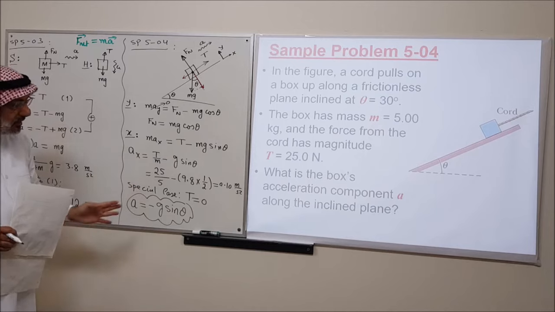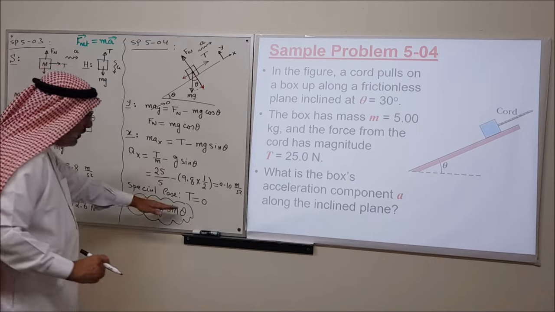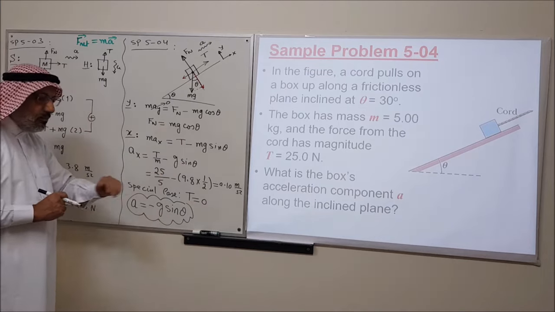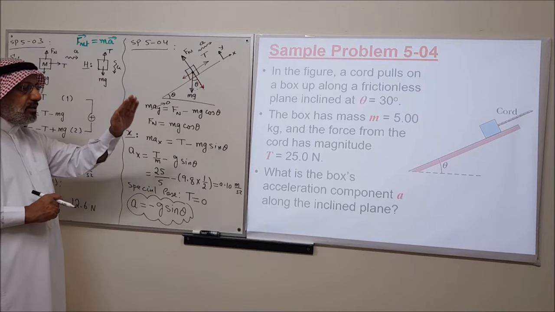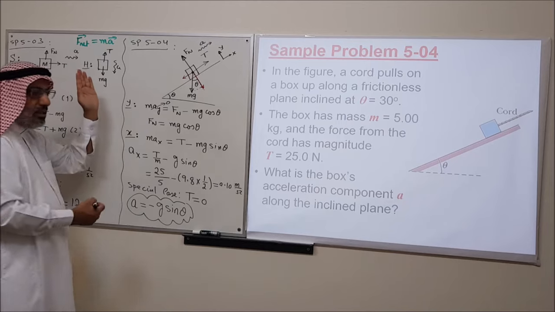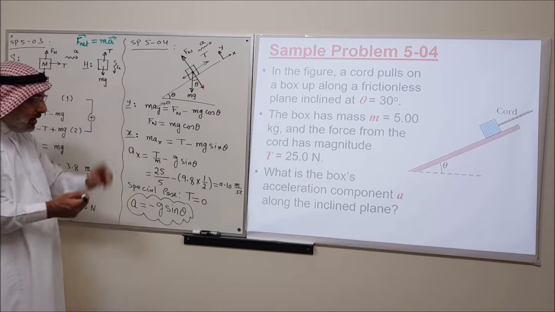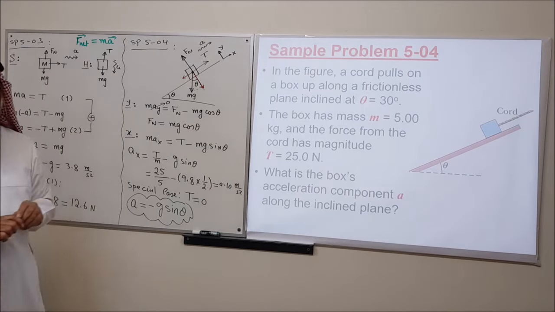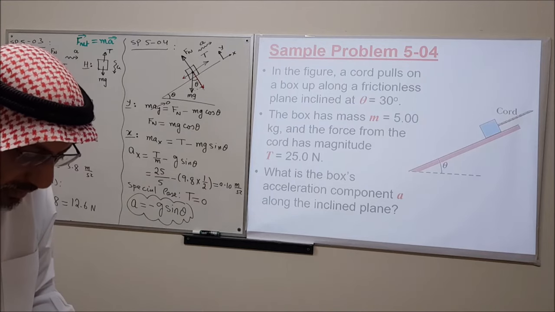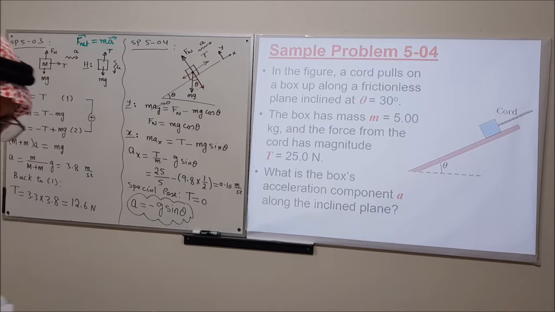Now ask yourself, does it make sense? Of course it makes sense. If theta is zero, that means the incline is horizontal, there is no acceleration. If the incline has an angle of 90 degrees, sine of that is one, and the acceleration is minus g, that's free fall. Anywhere in between can be accounted for by this equation in here. So that is our second example about the very important case of inclined planes.